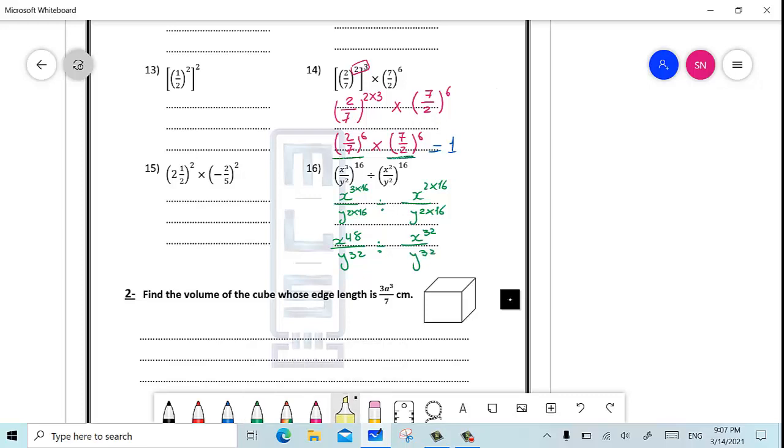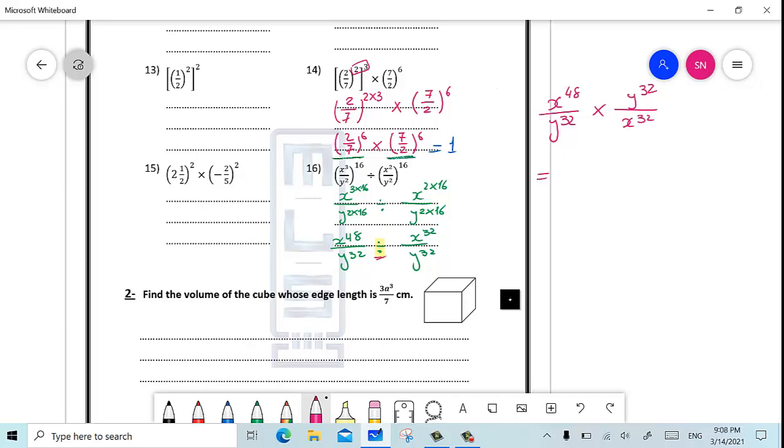Keep in mind that here I have division between two fractions, and we know from previously that if I have division between two fractions, I leave the first fraction as it is, change the division to be multiplication, and flip the second fraction. So it's going to be y to the power of 32 over x to the power of 32.